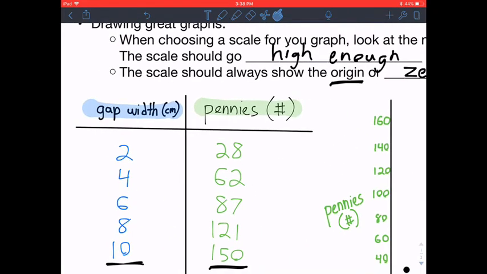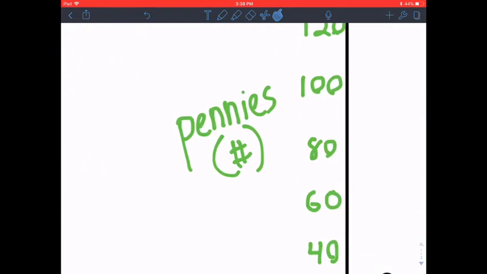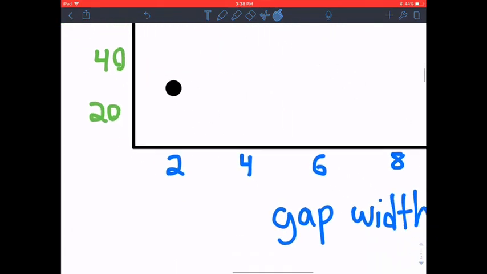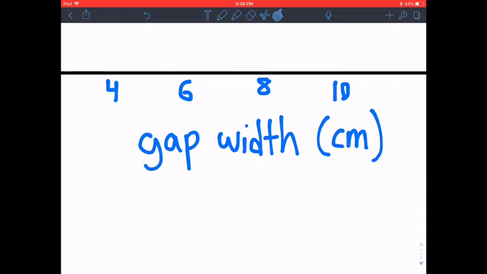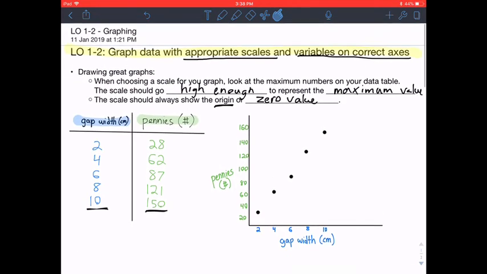So I'm just using that little, it's actually called a pound sign. You might think of it as a hashtag or the number symbol, but it just means the number of things. Also on the graph, I'm using the same symbols. So I gave the name, pennies, and the unit, which is number. And in this one, name, gap width, and the unit, centimeters. You've got to make sure you have both, because otherwise you're not fully explaining what you're graphing. Okay, so that is how we pick a good scale and how we label our graph.